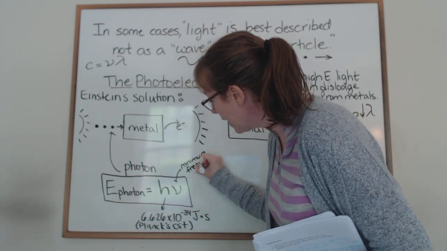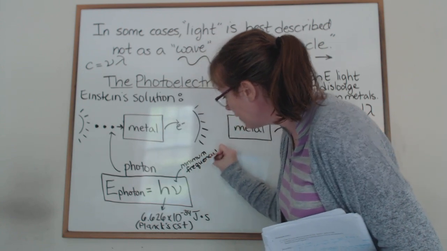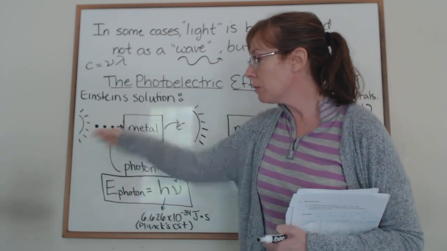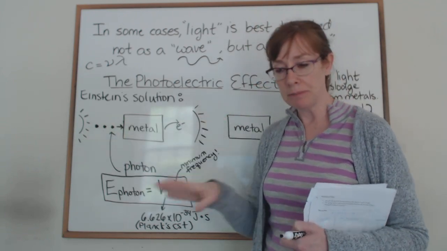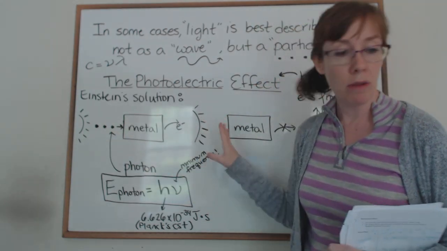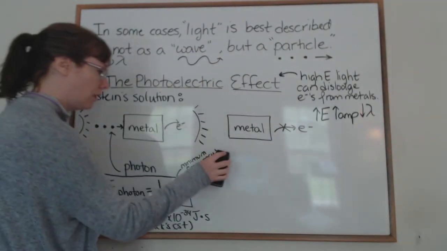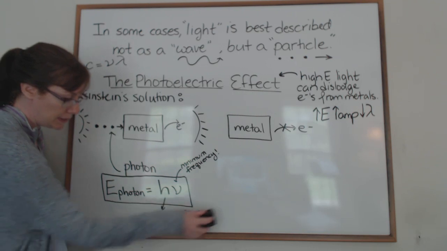In other words, it was high enough. It was a high enough frequency. It was a threshold frequency, as sometimes it's called. And that's why you were able to dislodge electrons. So let's come over here and talk about this side, because this side will bring it full circle here. So you've got minimum frequency.